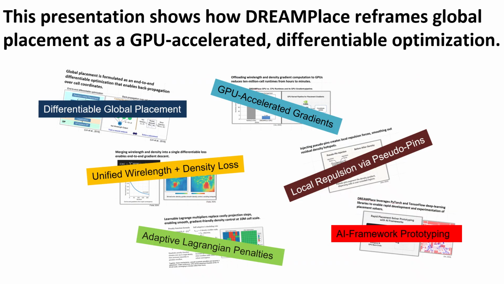This presentation shows how DREAMPlace reframes global placement as a GPU-accelerated differentiable optimization, discussing differentiable global placement, unified wire length and density loss, adaptive Lagrangian penalties, GPU-accelerated gradients, local repulsion via pseudopins, and AI framework prototyping.